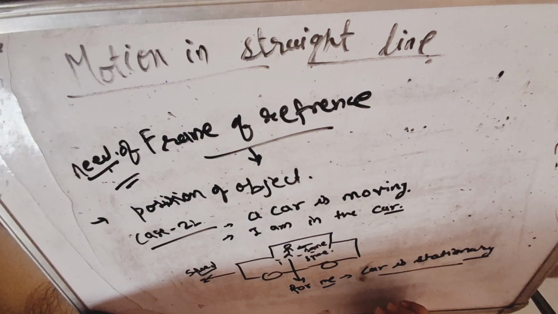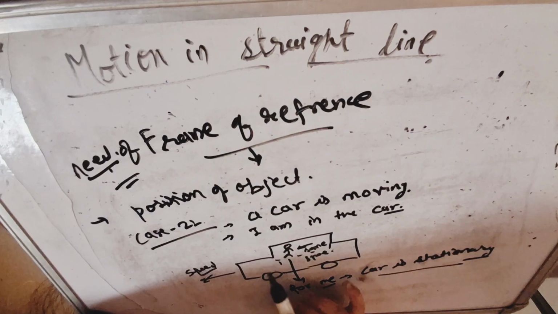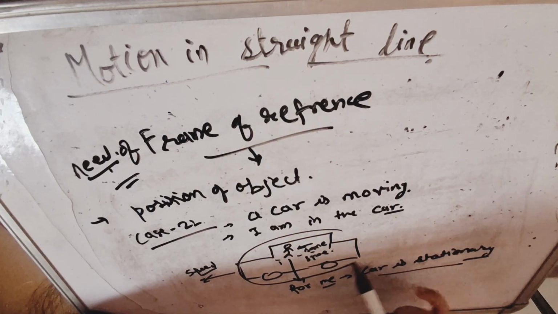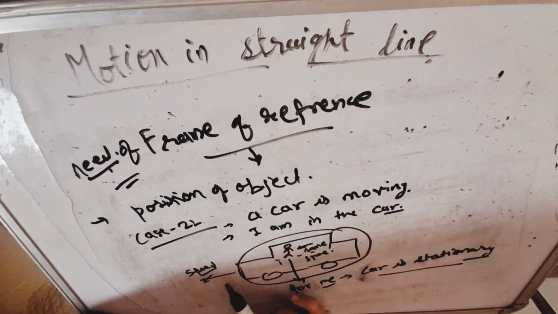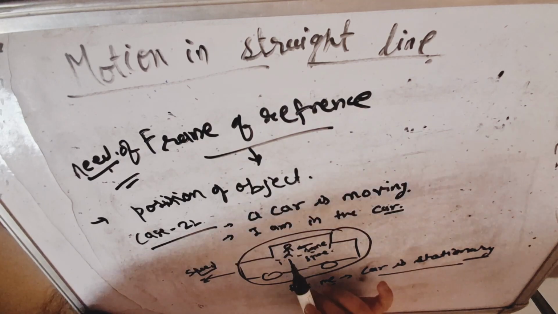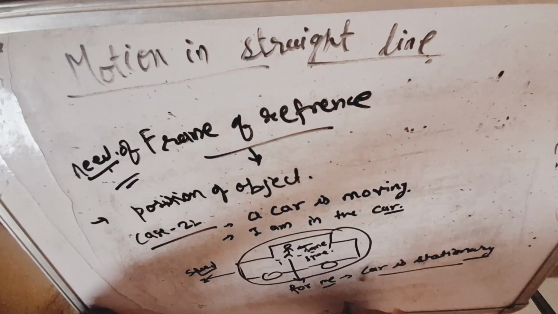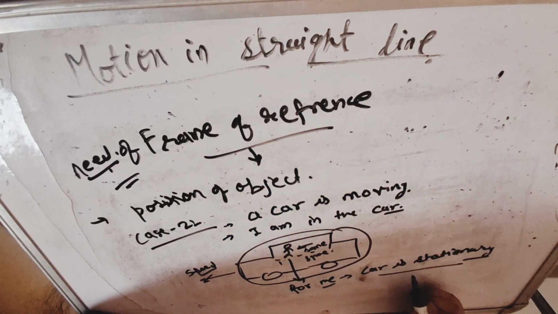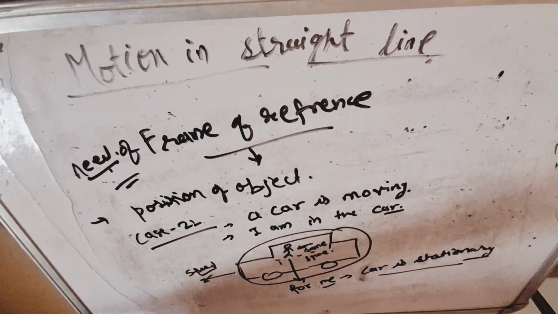This is the need of the frame of reference. The frame of reference is attached to me and the car both at the same time. The car is moving with the speed and I am also moving with the same speed in the same direction. That's why for me the car is stationary. That's why we need the frame of reference.